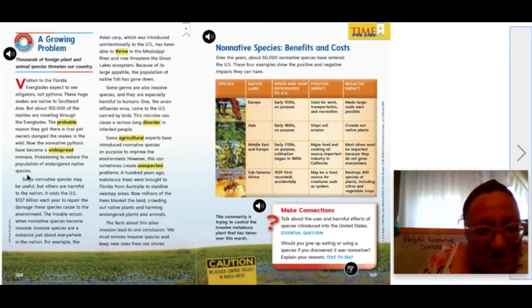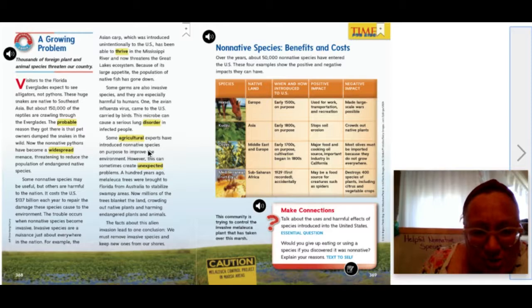Pythons, yeah, probably not that beneficial. Let's see if we can find something. Skimming and scanning, beneficial. Carp, it's been able to thrive. Oh, now it's threatening the ecosystem. We don't want that. That's a negative. Germs are invasive species. Yeah, and bird flu. Yeah, no, that's not going to be beneficial.